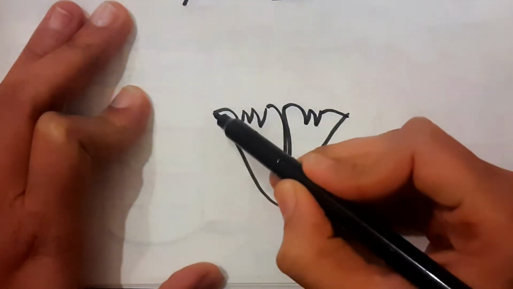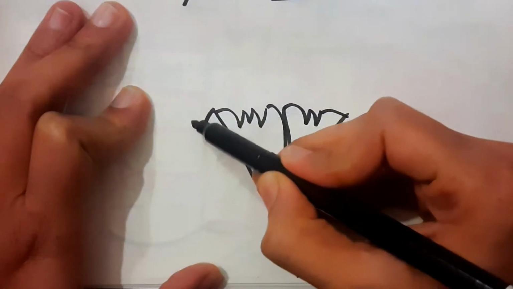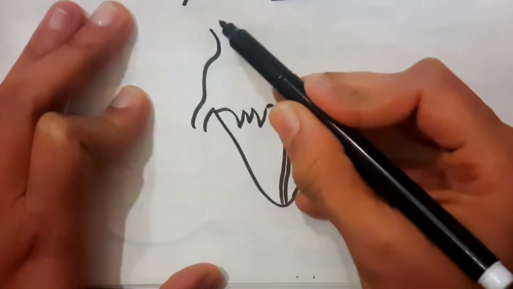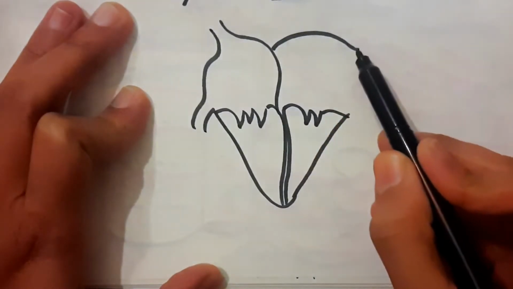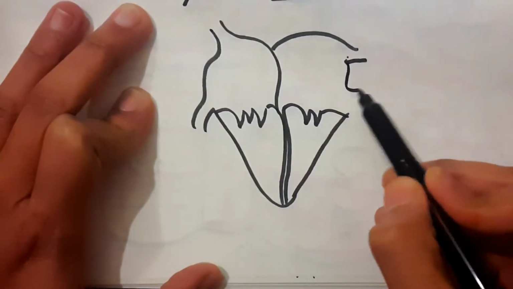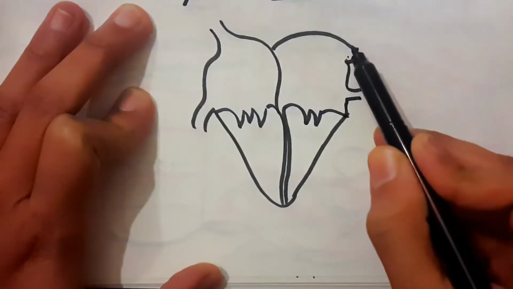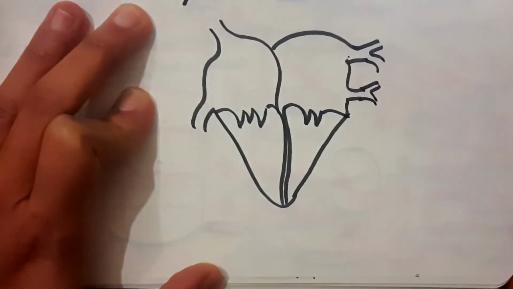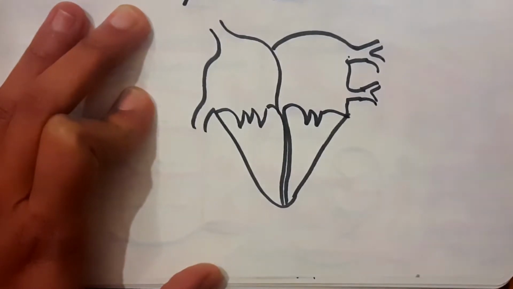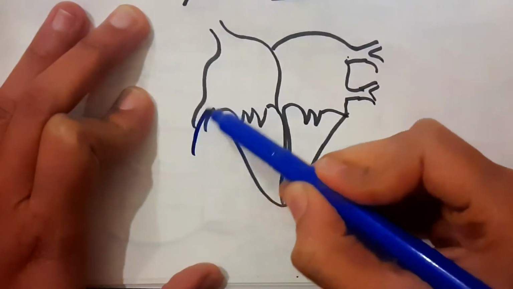On the right side we have tricuspid, on the left side we have bicuspid valves. Above the right ventricle is the right atrium, above the left ventricle is the left atrium. We have two pairs of pulmonary veins opening into the left atrium. So what opens into the right atrium?